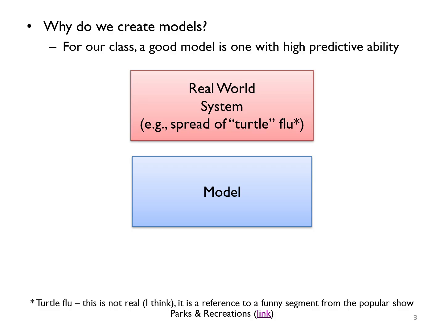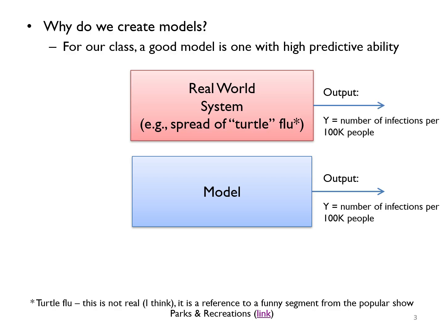And then for our model, we want to know, for example, a certain output, like we want to predict the number of infections per 100,000 people, the infection rate. In the real world, we can actually measure this. So we can get data from the real world of this measurement, number of infections over 100,000 people, or the infection rate. And then we can use our model and figure out what parameters affect that output.